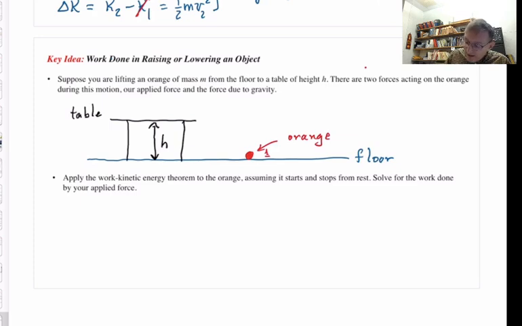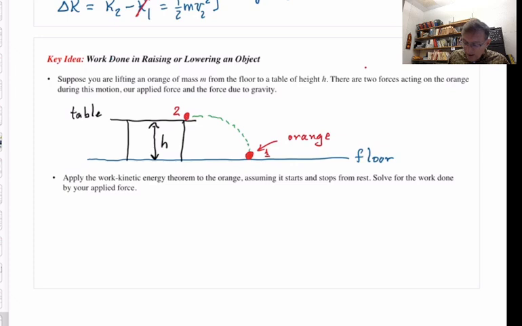And I don't really even care about how exactly I move it. Maybe I just bring it along a little bit of a curved path until I bring the orange at point 2 up onto the top of the table. Okay? Simple scenario.